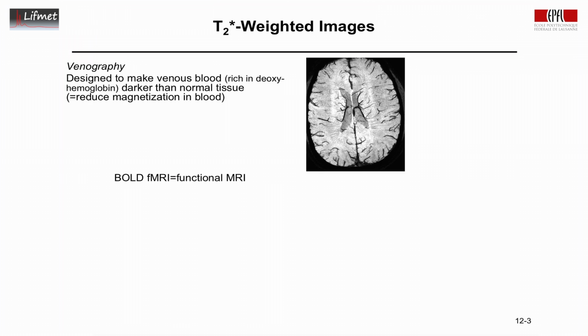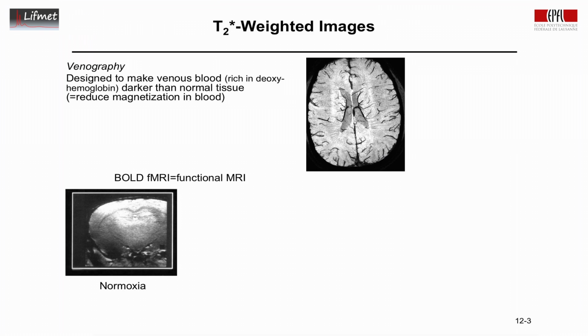In research, functional MRI has been coming along. It's based on blood oxygen level dependent functional MRI, or BOLD fMRI. And what I want to highlight here is an example of some of the very first images that Seiji Ogawa at Bell Labs obtained in the late 1980s from the rat brain.